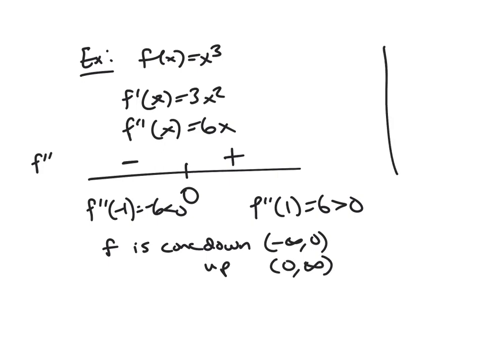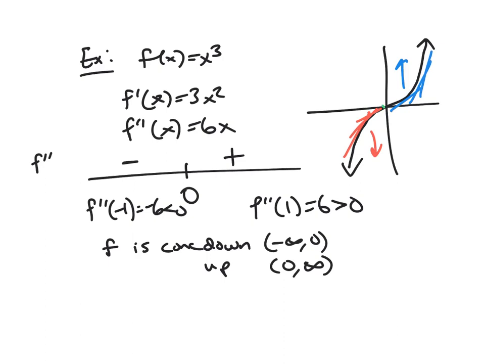Well, we know what this graph looks like, so let's actually check this. It looks something like this, and that makes sense. I'm noticing that here it is facing down, and my tangent lines are getting flatter. And then here I'm facing up and my tangent lines are getting steeper. So my derivative is increasing.